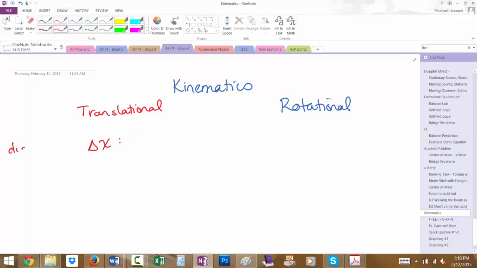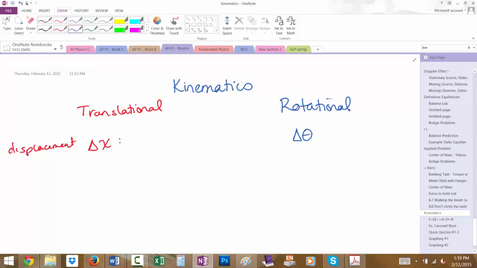All right, displacement over here. When we talk about it in terms of rotation, instead of saying a delta x, some distance that we can measure with our tape measure, we're going to measure it in terms of an angle. That's all we're doing. So we're going to write it in terms of delta theta.